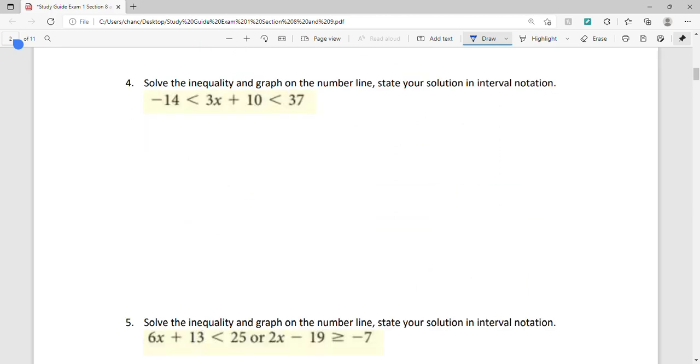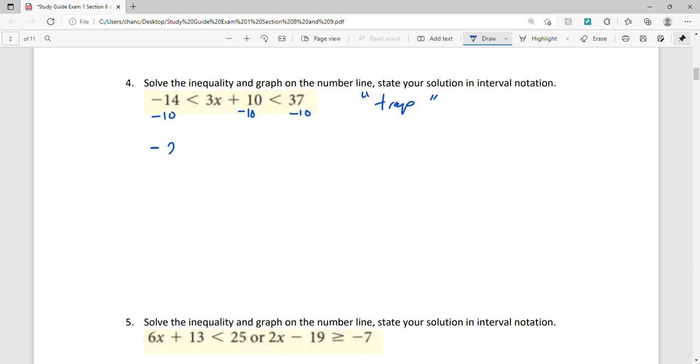In example 4, we want to solve the inequality and graph on the number line. And don't forget to state our solution in interval notation. In this example, I want to keep that x in the middle because this is considered a trap. X is trapped between two values. So we'll start by subtracting 10 from all three sides. We'll subtract 10 from all three sides.